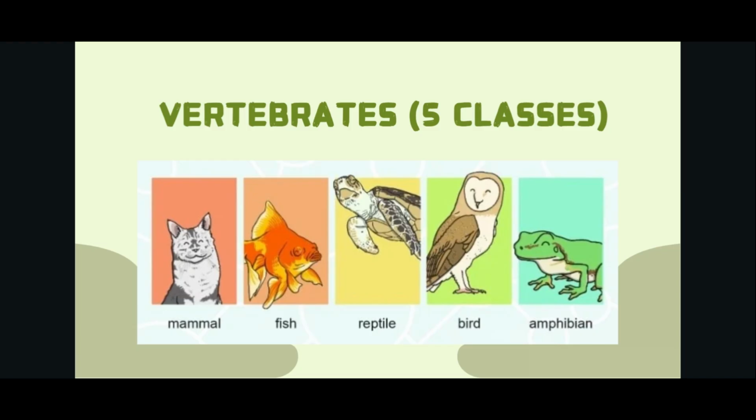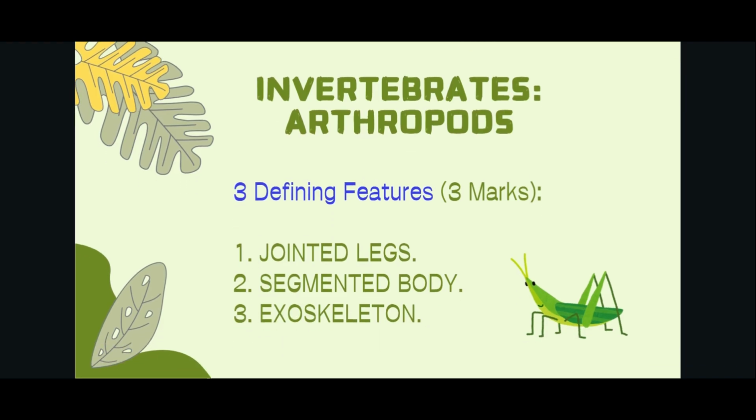The biggest invertebrate group is the arthropods. They're always identified by 3 key features. First one, jointed legs. Second one, a segmented body. And third one, an exoskeleton. Knowing these 3 points will help you classify insects, arachnids, and crustaceans. And sorry, one more, myriapods.